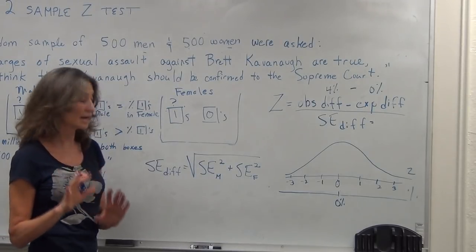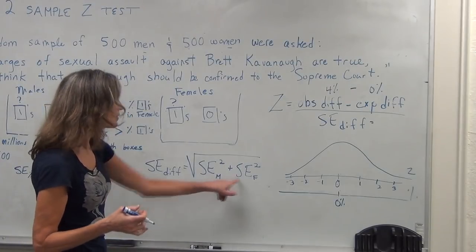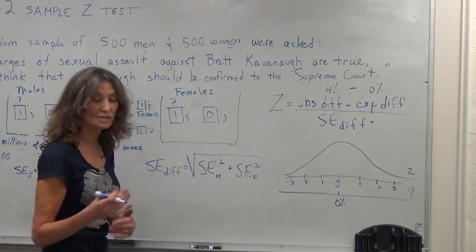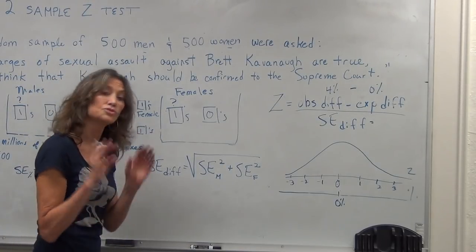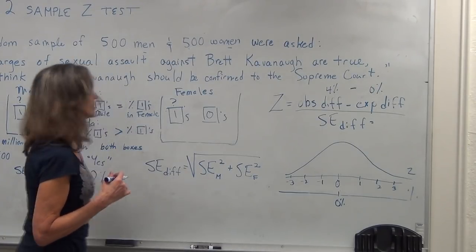That's a key concept. Another way of expressing this, these are variances, that the variances sum, but the standard errors, the square root of the variances, don't sum. They're the square root of the sum. Okay? So that's what we have.